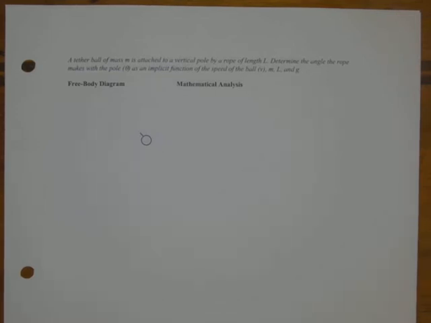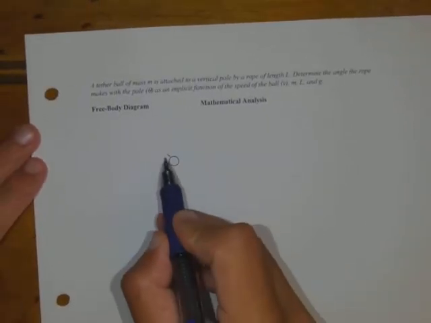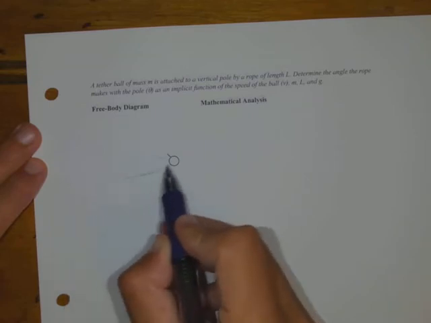A tether ball of mass m is attached to a vertical pole by a rope of length L. Determine the angle the rope makes with the pole as an implicit function of the speed of the ball, m, L, and g. So the tether ball is attached to the pole and it's moving in a circle like this.